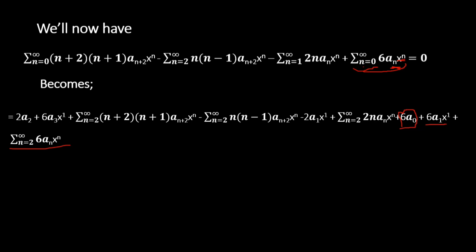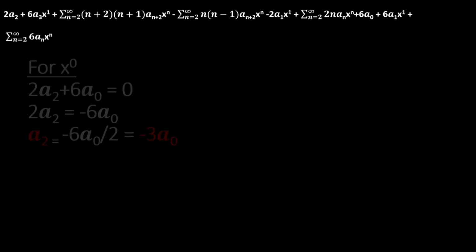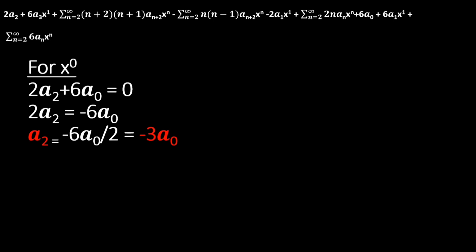So the next thing is to collect the coefficients of x raised to power 0, x raised to power 1, and x raised to power n, and equate them to 0. First, I will need to tell you what x raised to power 0 means. Yeah, we arrive at this. Okay, I said I will explain what x raised to power 0 means.